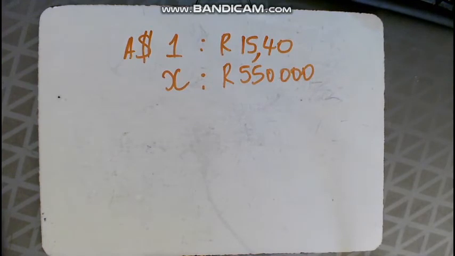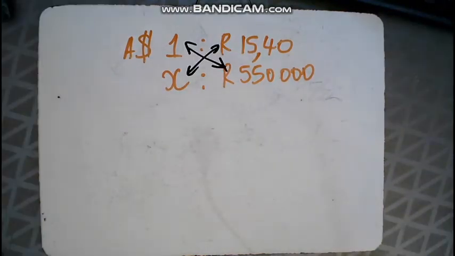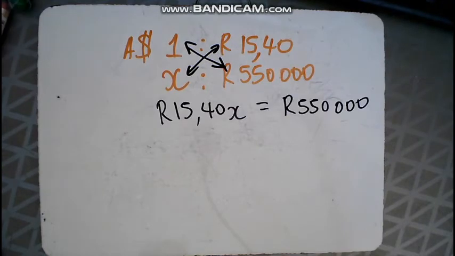So remember that exchange rates is direct proportion, and for direct proportion all we do is cross multiply. So we cross multiply, that means we're going to say 1 times 550,000 and X times 15 Rand 40. So 1540 times X gives me 1540X is equal to 1 times 550,000, which is 550,000.